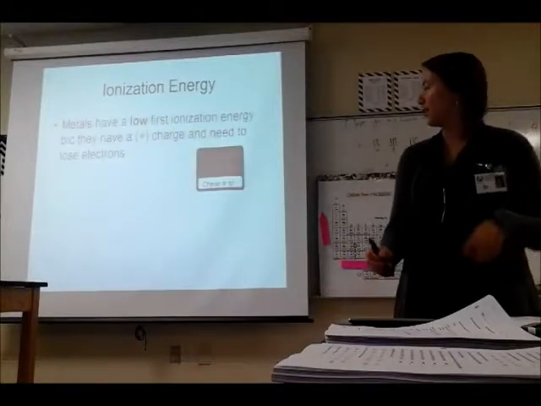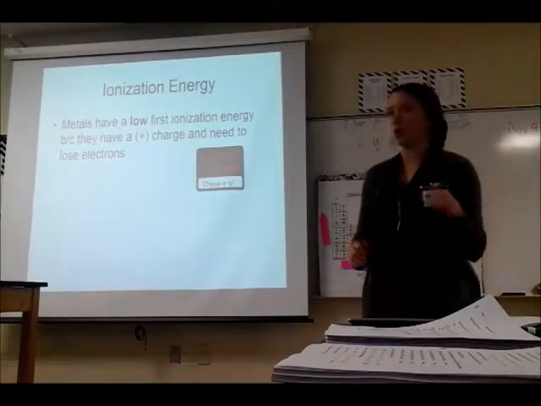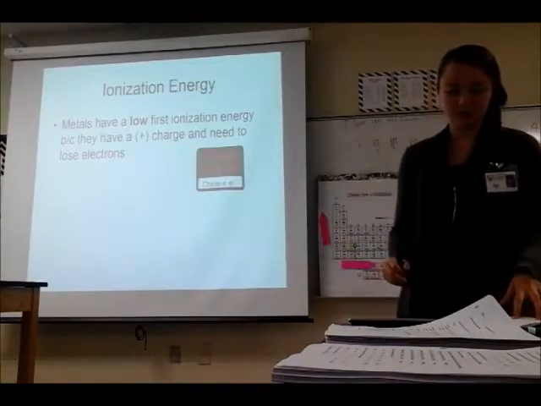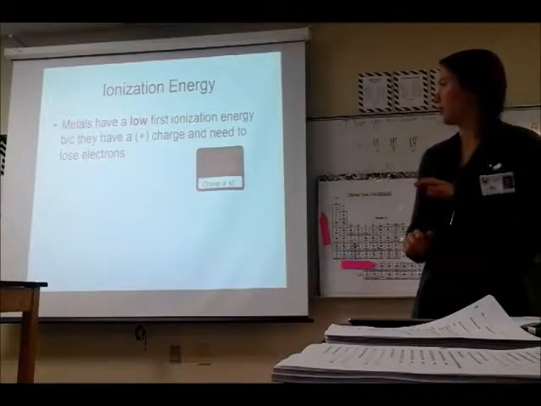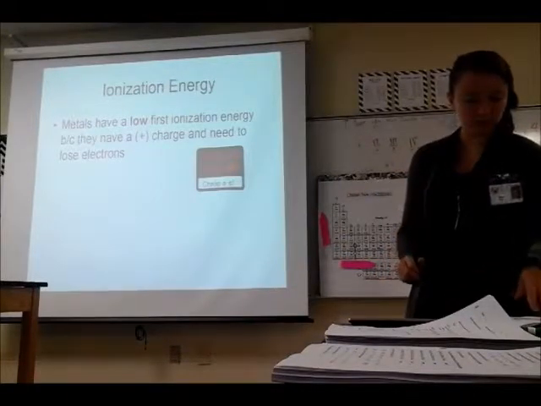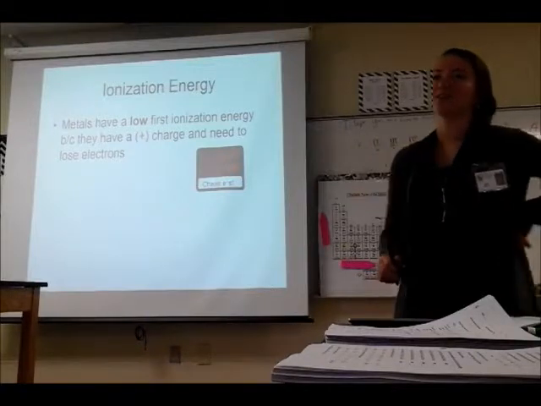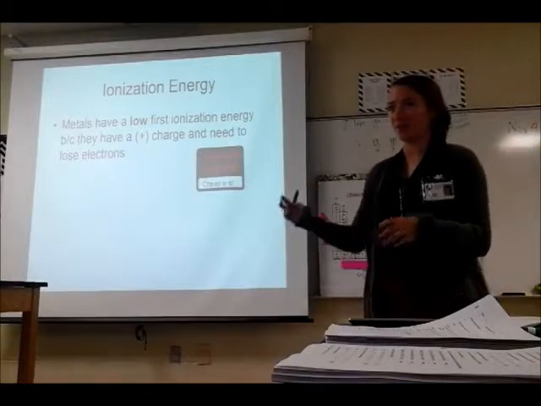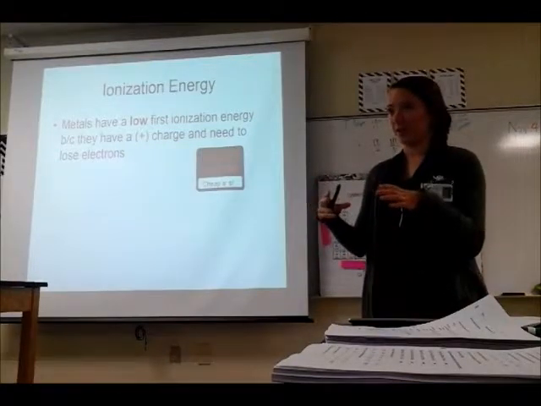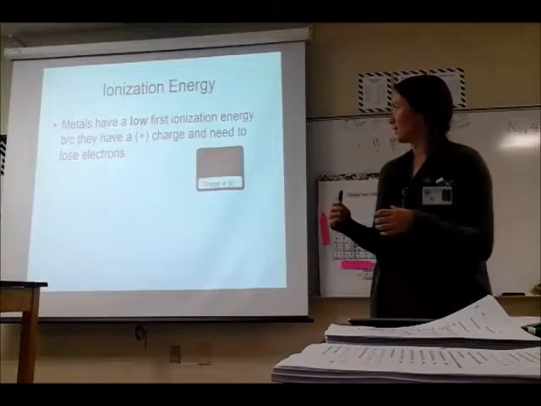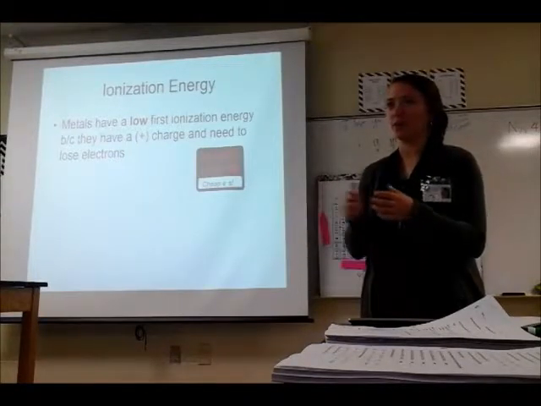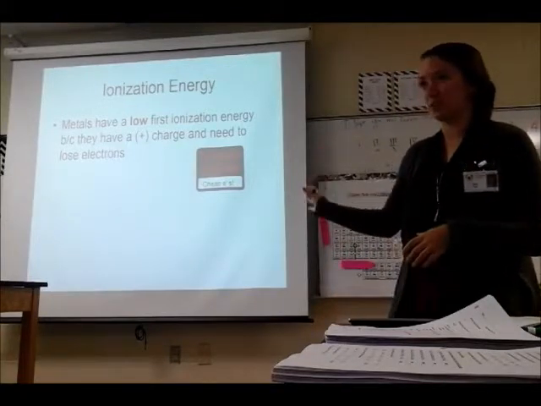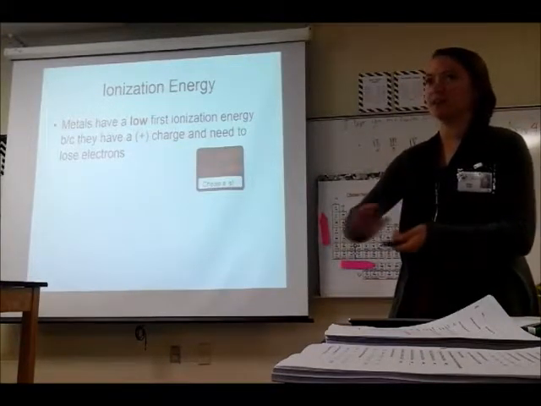Alright, so metals. Let's talk about metals. They have a low first ionization energy because they have a positive charge and need to gain electrons. No, I read that wrong. Need to lose electrons, my bad. Alright, so they're trying to get rid of that one so they can shrink down to their 8 valence, right? So they want to get rid of it. They don't want to be putting a real high price on their electron. So they have garage sale prices. They're just selling it to get it out of their house.